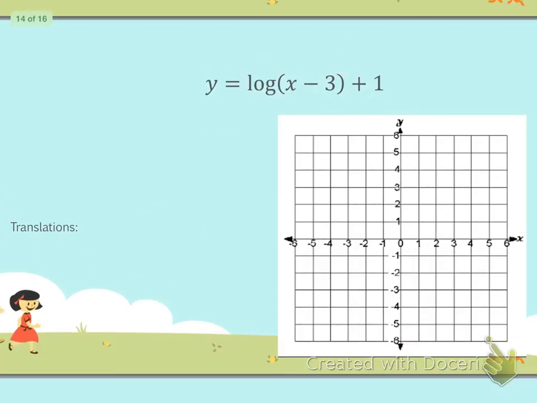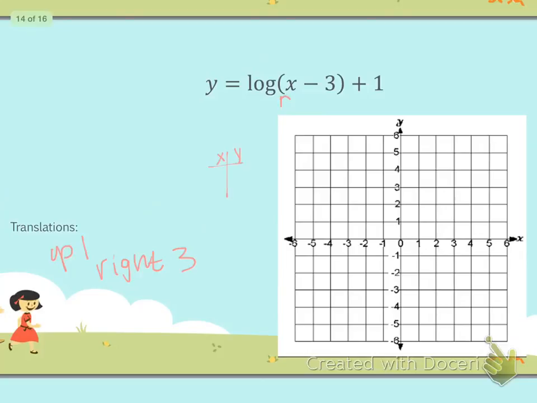Okay, my next one, it is going up 1 because that plus 1, it is going right 3. We can type this in our calculator because it's a base 10. So when I type in log of x minus 3, I end my parentheses and do plus 1. I press graph so I can see what it's going to look like. I press second and table.